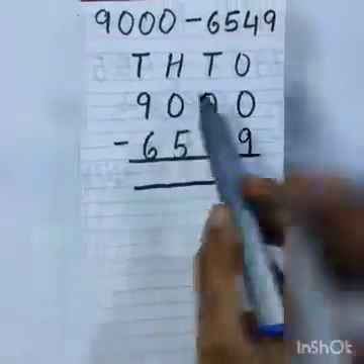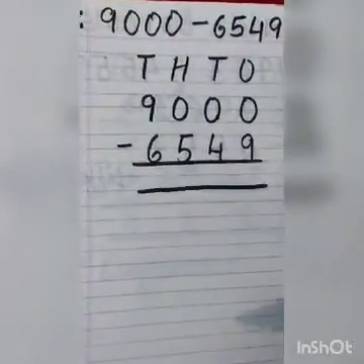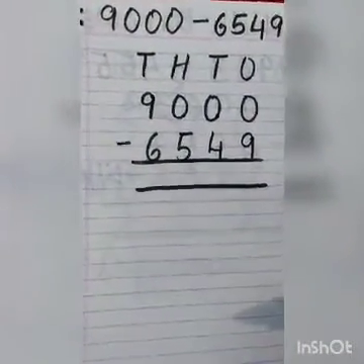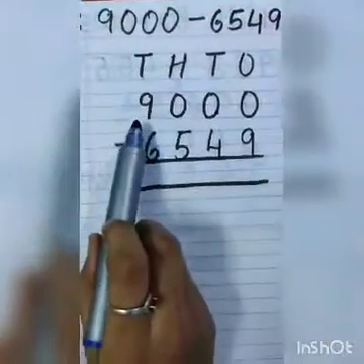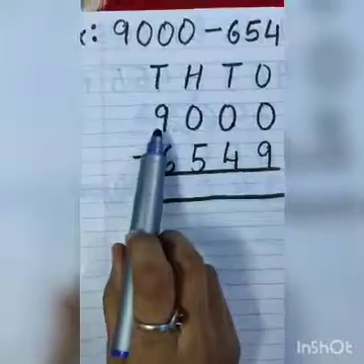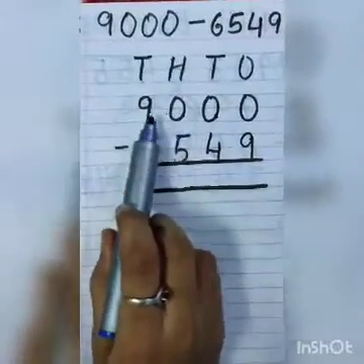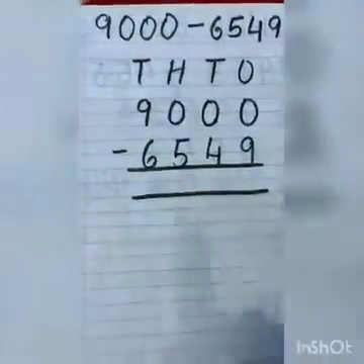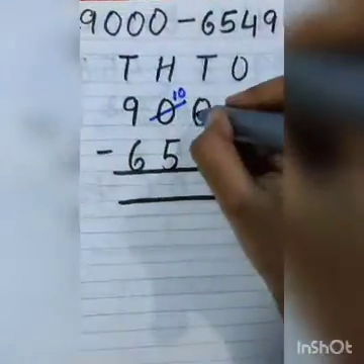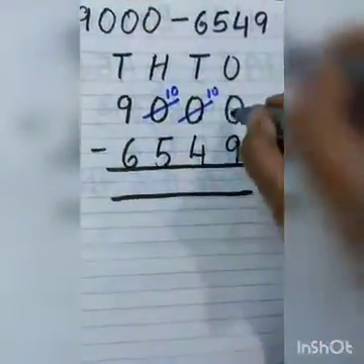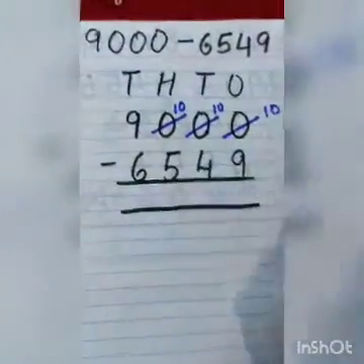We have 0 here. We'll see, is it possible for 0 to give borrow to 0? No. We'll again move on to the other number, that is 9. Is it possible for 9 to give a borrow to 0? Yes. So we'll make this 10. We'll make this also 10. And this will also be 10.